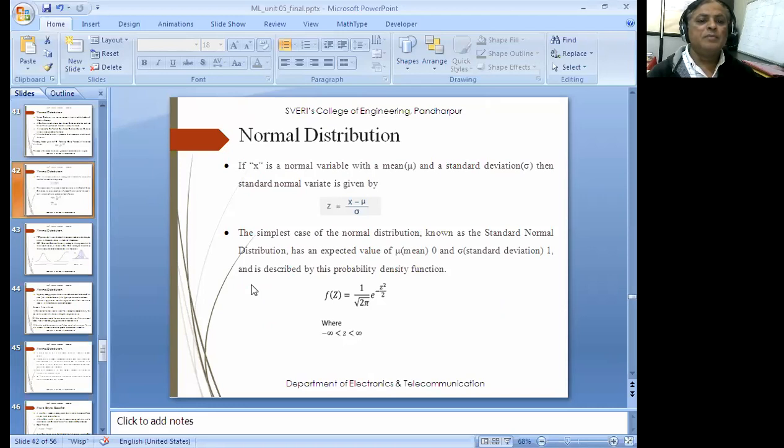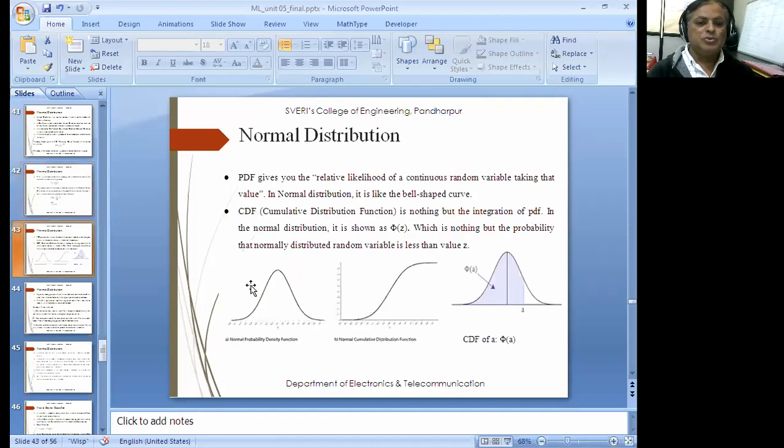If x is a normal variable with mean mu and standard deviation sigma, then the standard normal variate is given as z equal to x minus mu, that is the normal variable minus the mean value, divided by the standard deviation. The simplest case of a normal distribution is known as the standard normal distribution, which has mean value 0 and sigma 1. It is described by this probability density function, the PDF, given by 1 upon root 2 pi, e raised to minus z square by 2, where z lies between minus infinity and plus infinity. So this is how the normal distribution functions work.